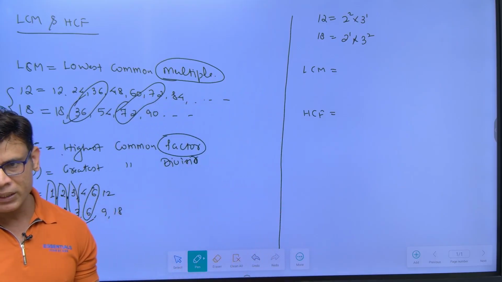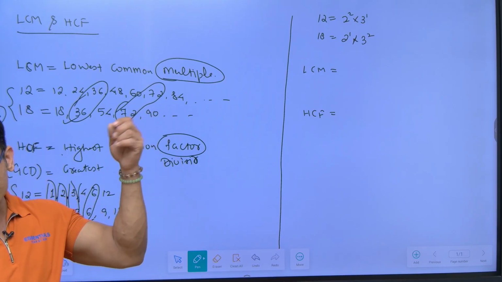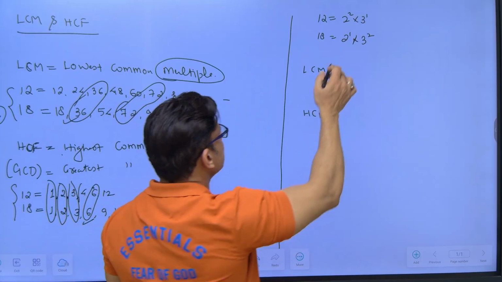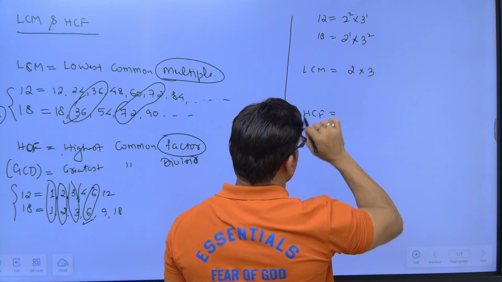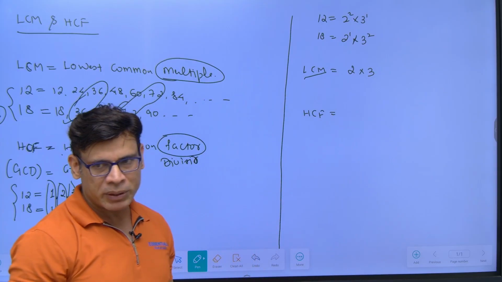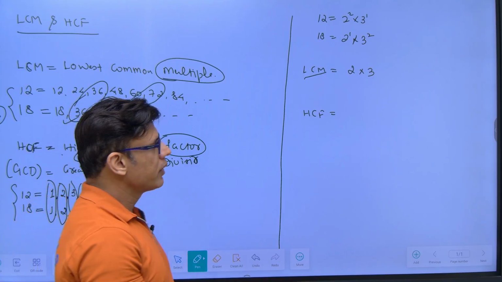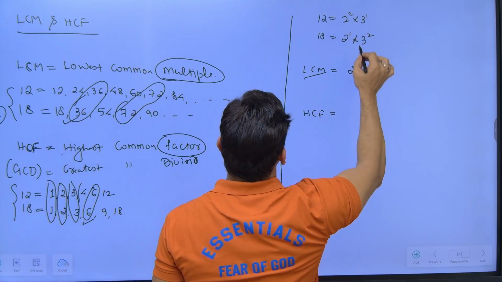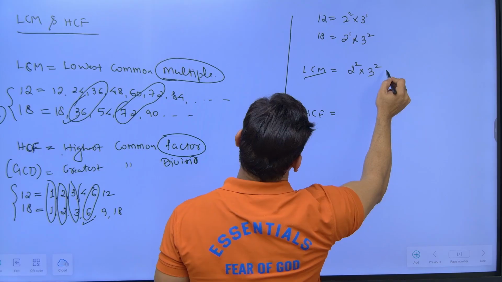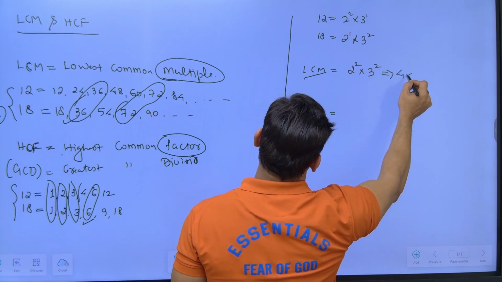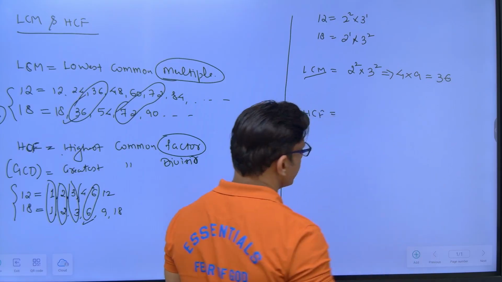For LCM, the lowest common multiple, whatever prime numbers you see, you write all of them. What are the prime numbers you can see here? So write 2 and 3. And for LCM, raise it to the highest power. So what is the highest power of 2? 2. And the highest power of 3? 2. What is 2 square? 4. 3 square is 9. 4 nines are 36. So you got your LCM or not?